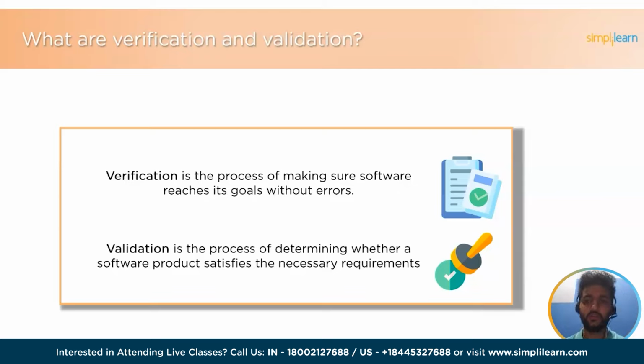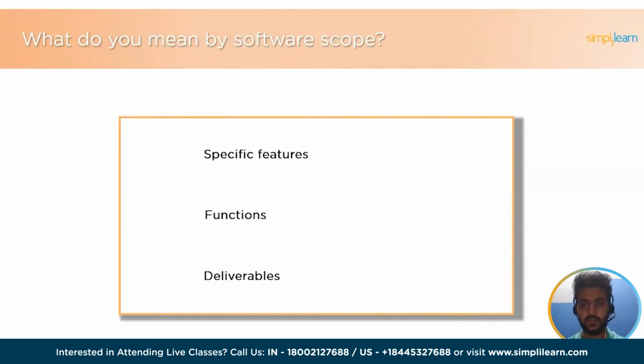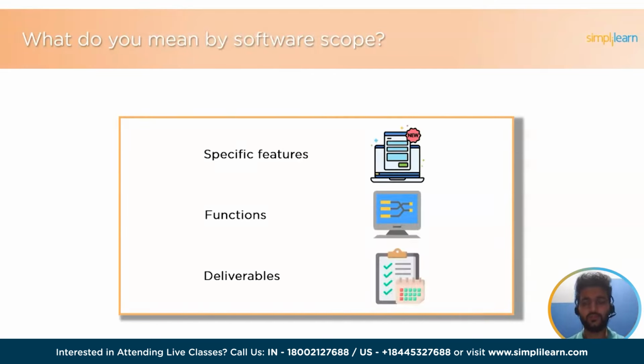Now coming to the fourth question. So what do you mean by a software scope? So the scope of a software project refers to the defined boundaries and requirements for what the software will accomplish. It includes specific features, functions and deliverables that the software will provide, as well as the constraints or limitations on the project. The scope helps to establish a clear understanding of the project's objectives and serves as a guide for project planning and execution. So this was the software scope.